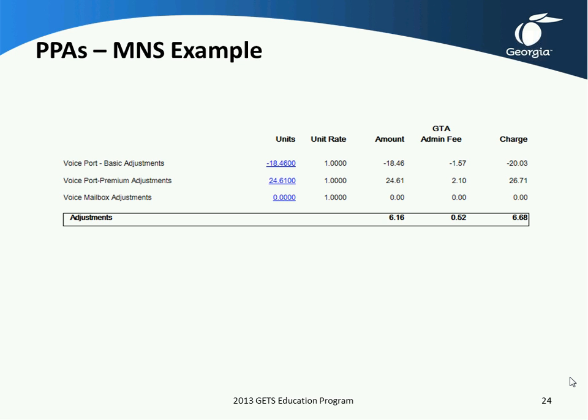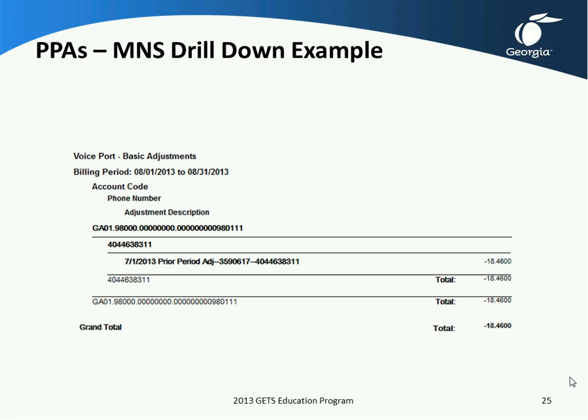Voice port basic adjustments. We saw units. I want to clarify this. The unit says 18.46. That unit is actually a dollar amount. Notice the unit rate says $1. When you drill down into it, you're getting prior period adjustment for this one phone number.